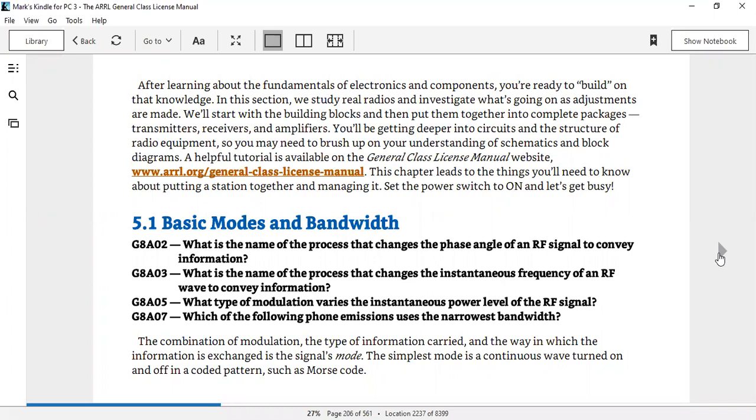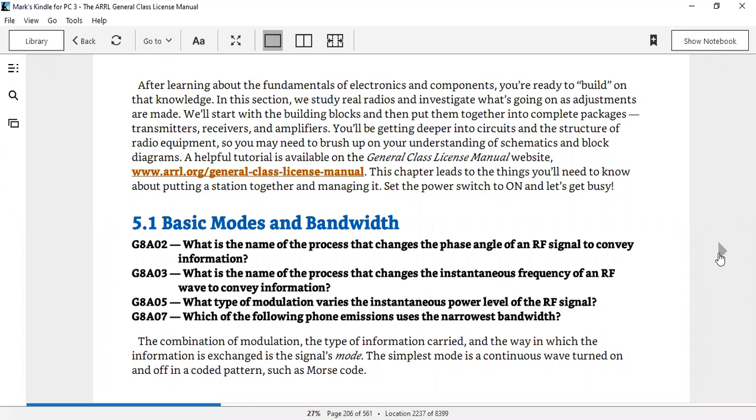And what is the process that changes the instantaneous frequency of an RF wave to convey information? That is, I believe, frequency modulation. And what type of modulation varies its instantaneous power level? That is amplitude modulation.